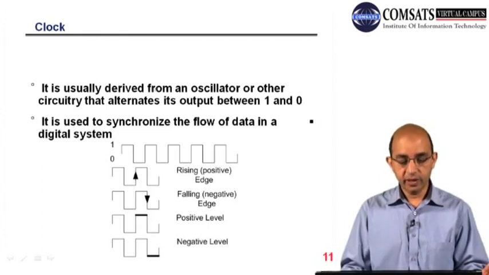So we normally use this to synchronize the flow of data in digital systems. You can see this is the timing diagram. You can say this is the representation of a clock. Here you can see that we have the rising edge, that is called the positive edge. And here we have the falling edge, and we can name it a negative edge.